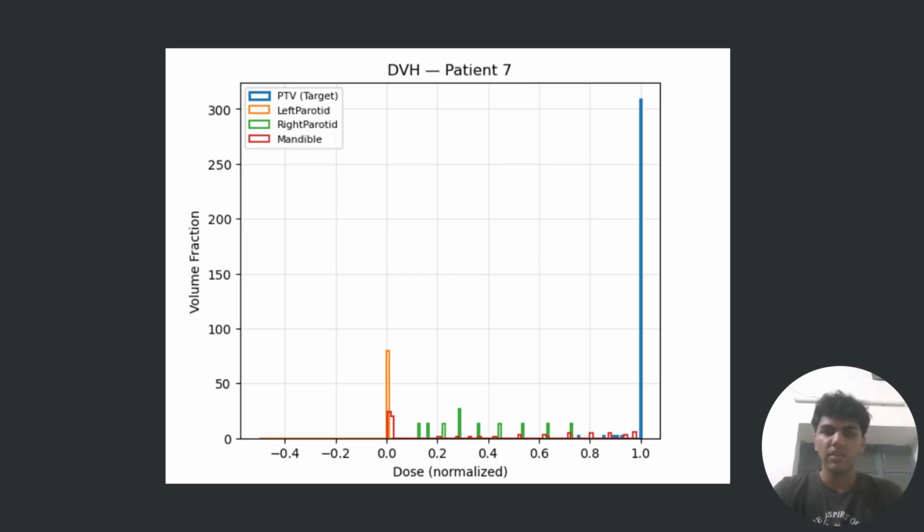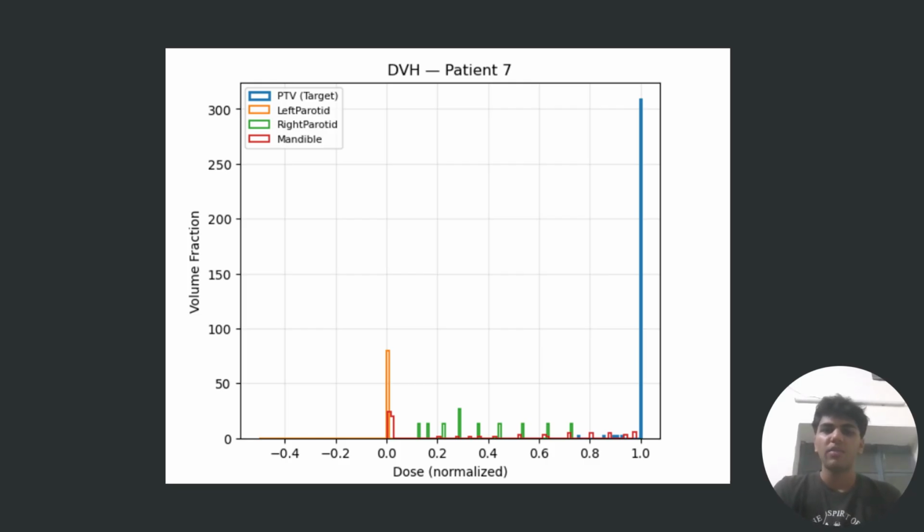So now you can see the DVH of the patient whose CT slices and the optimized beam angles we have already seen in the previous slide. This curve will help us validate how the RL selected beam configuration performs in terms of the dose metrics. As I've described earlier, the blue curve corresponds to the planning target volume, the PTV, and you can see that the curve drops sharply near normalized dose equal to 1, meaning almost the entire target receives close to the full prescription dose. This steep right shifted fall off is a hallmark of strong tumor coverage and good dose homogeneity.